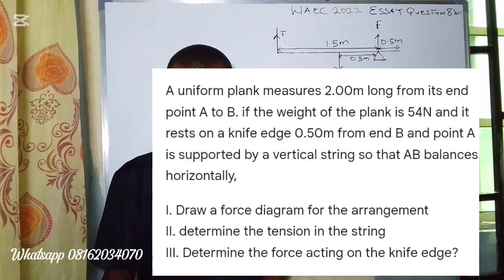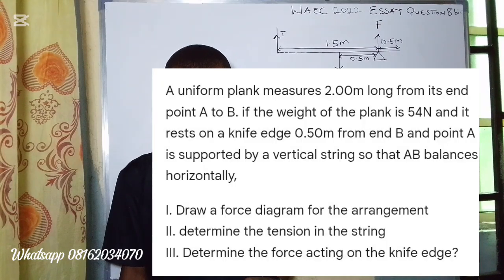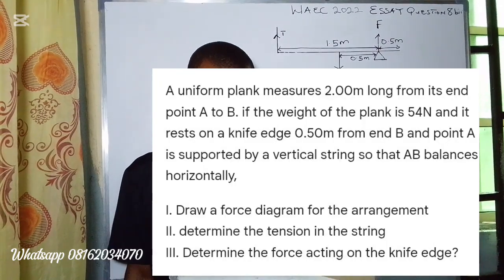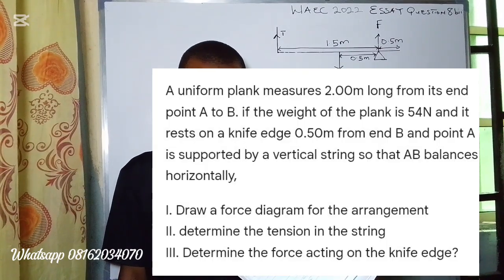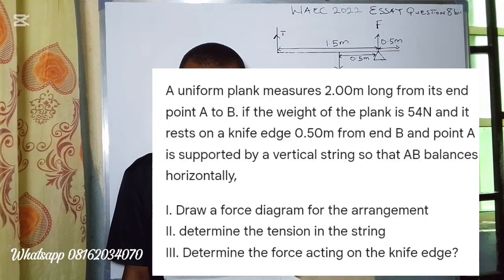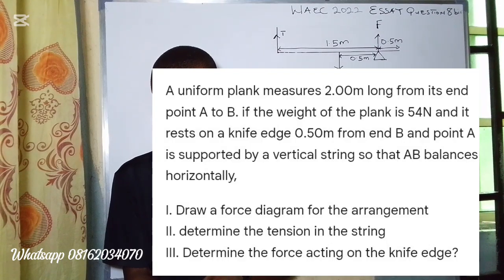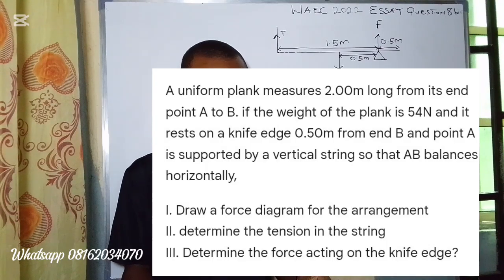So the question reads: a uniform plank measures 2 meters long from its ends, point A to point B. If the weight of the plank is 54 Newton and it rests on a knife edge 0.50 meters from end B, and point A is supported by a vertical string so that AB balances horizontally, (i) draw a force diagram for the arrangement, (ii) determine the tension in the string, and (iii) determine the force F acting on the string.